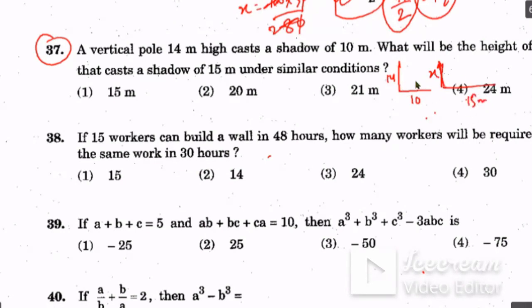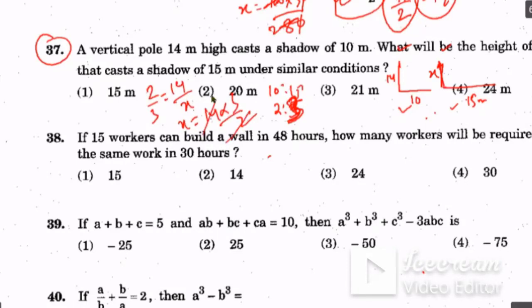Okay. So you have to take the ratio. So whatever will be the ratio of shadow, same ratio will be of the height. So ratio of shadow is 10 is to 15. That is 2 is to 3, since 5 into 2 is 10 and 5 into 3 is 15. So 2 is to 3 equal to 14 is to x. So x will be equal to 14 into 3 by 2. 2 sevens are 14, 7 threes are 21. Okay, so correct answer here is 21 meter.